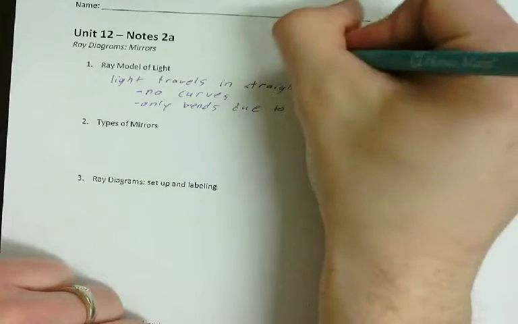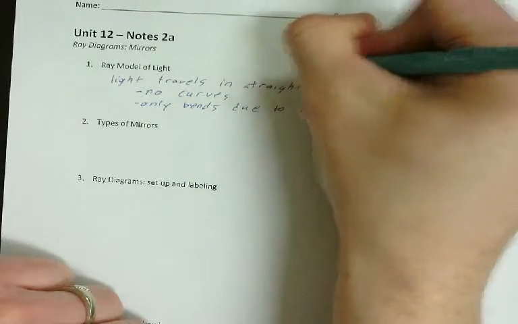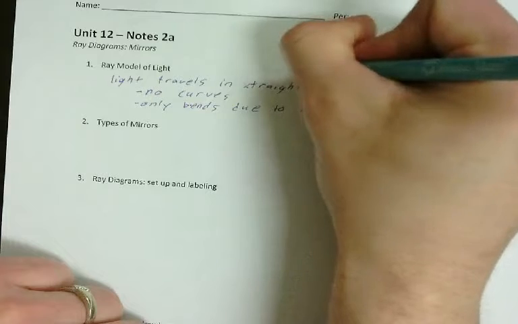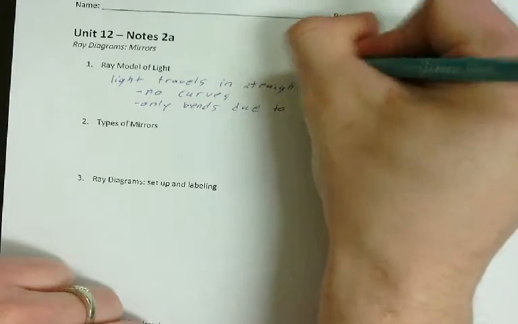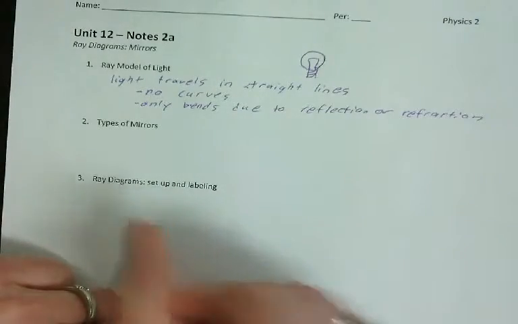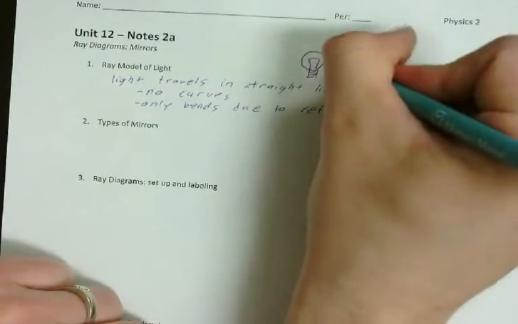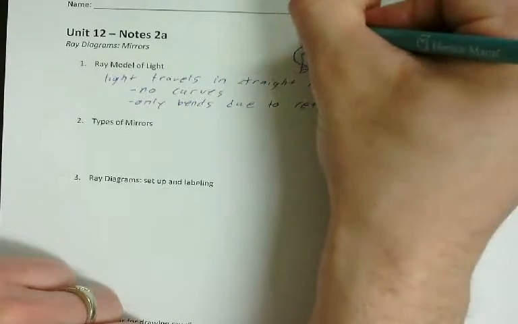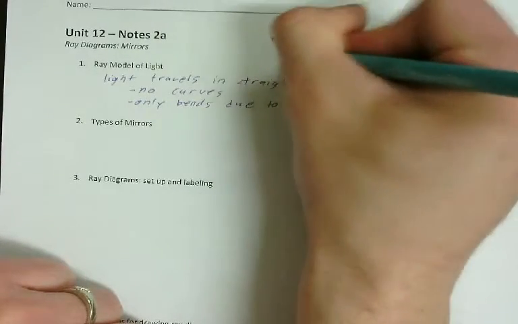So basically, if I have a light bulb, it's one of the better light bulbs I've drawn. Light travels away from it in straight lines. It does not bend, it does not curve, it goes in a straight line.